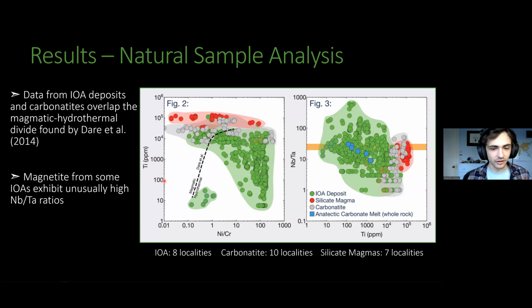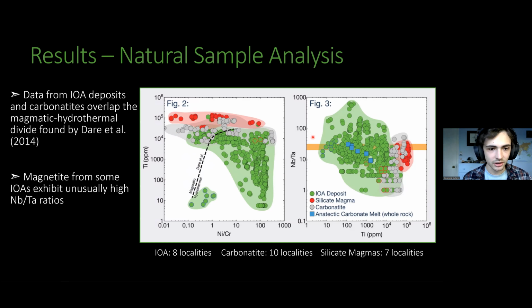And here's the results of our natural sample analysis. The left is our data overlain on top of Dare's figure. The IOA data tends to plot on the hydrothermal side. However, some does plot on the magmatic side, and there's no real clear distinction. It's also worth noting that we see this again with our carbonatite, which is comparable to the magmatic salt Bain theorized that IOAs could be formed like.